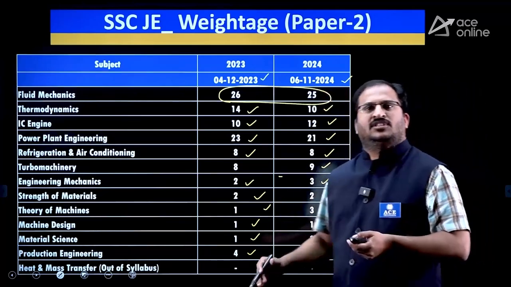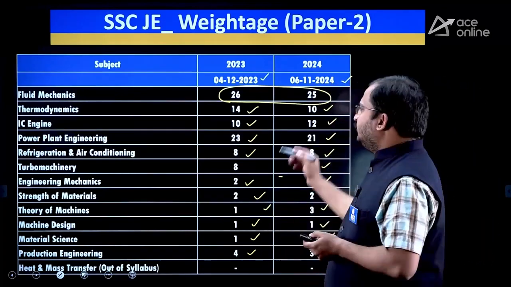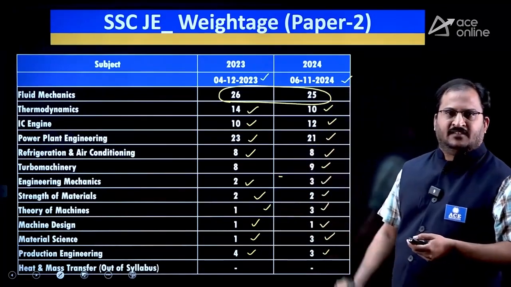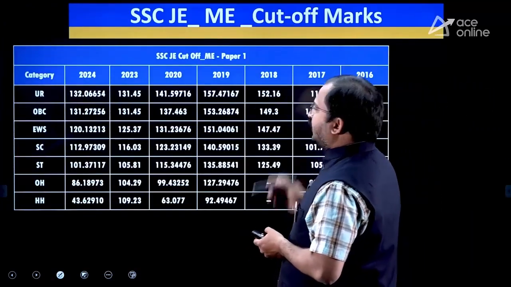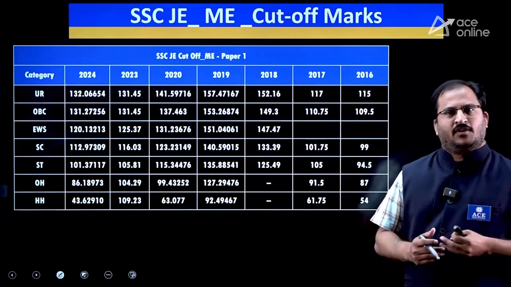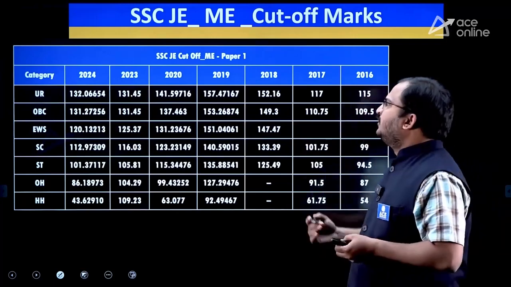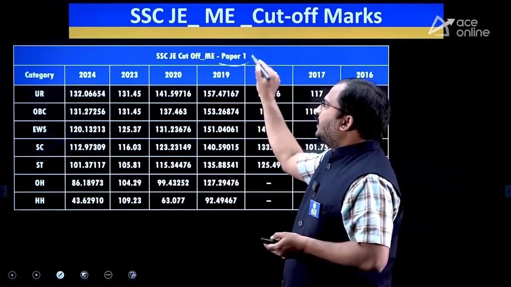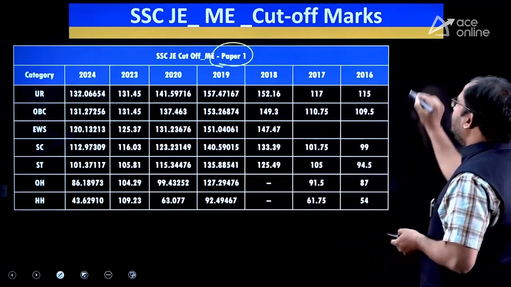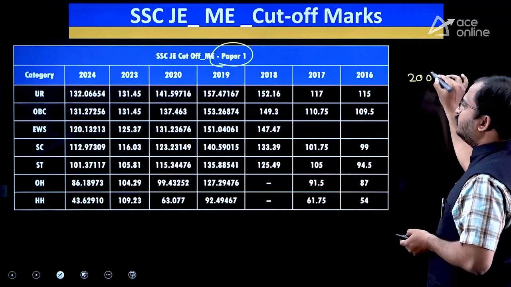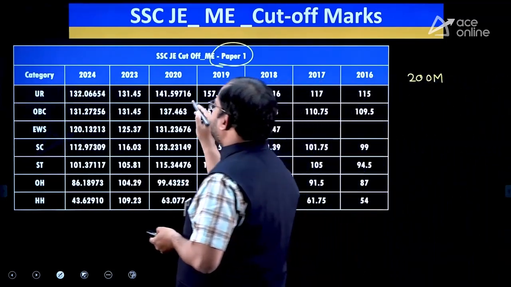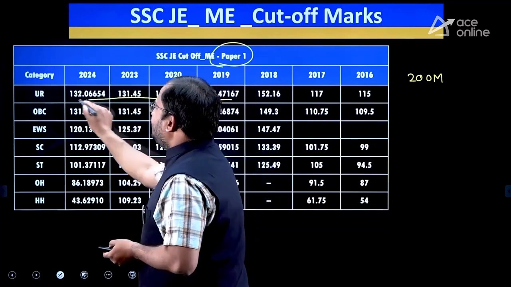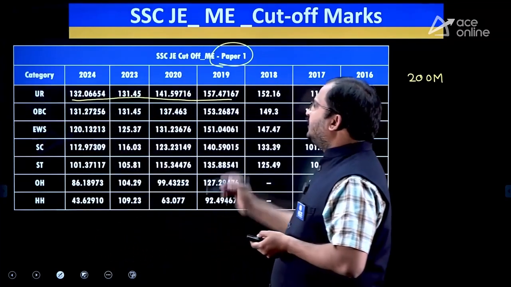This is number of questions related weightage, dear students, because each question carries 3 marks here. Okay, so try to remember this. Then coming to the cutoff marks. So this is very important to make you understand. So cutoff marks of paper 1 mechanical engineering, if you observe, out of 200 marks, so you can observe the weightage for unreserved category clearly here.